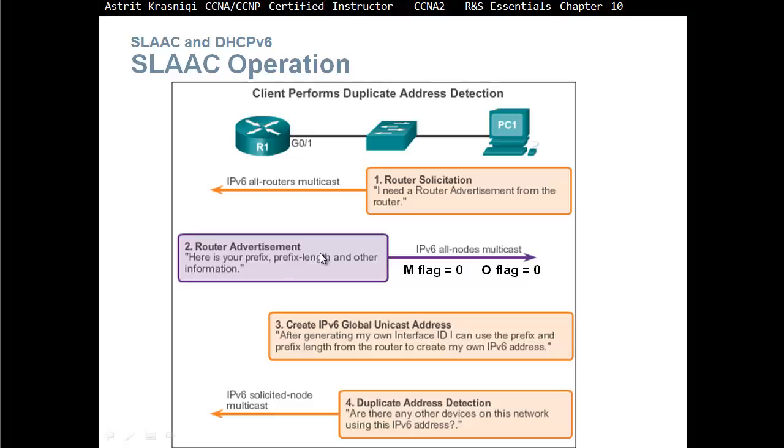Now the router advertisement message has M flag 0 and O flag 0, which says, okay, well, assign yourself an IP address. Here's a network address that I can give you, but do assign the rest yourself.